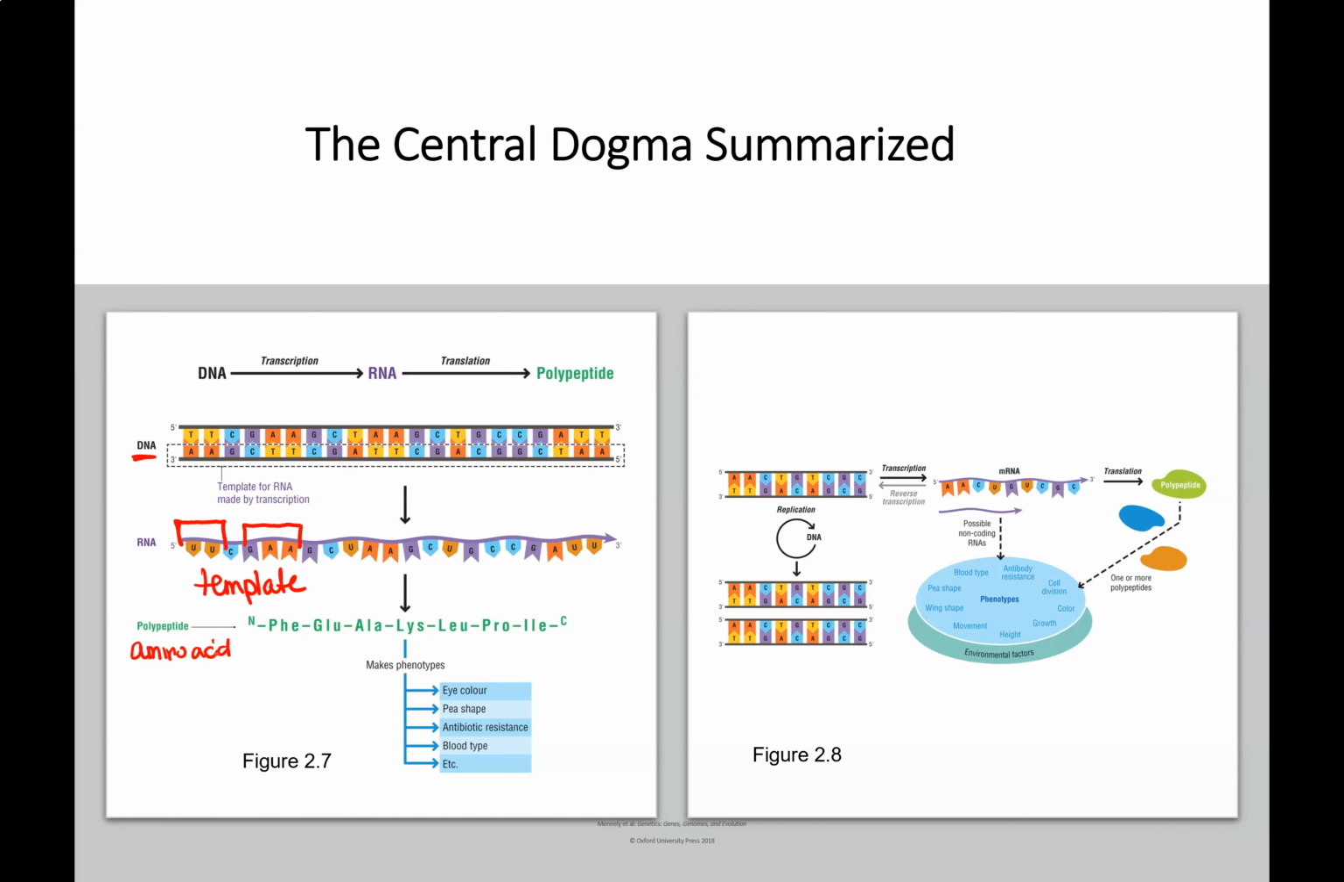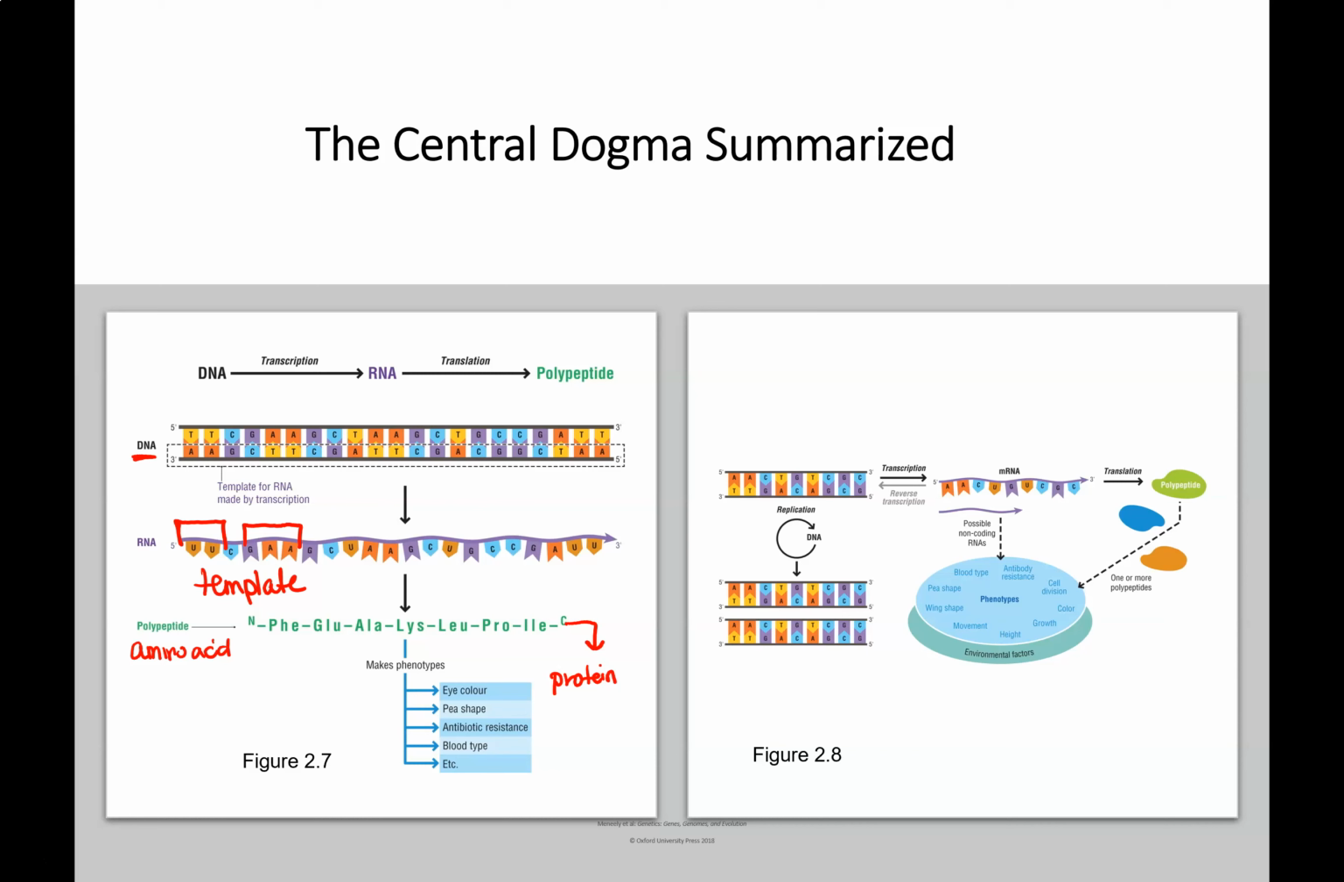So we're going to make a polypeptide, and that polypeptide is going to eventually be processed and turned into a protein. That protein is what is going to produce our phenotype. So something like eye color, shapes of the pea pod in a pea plant, antibiotic resistance, blood type, things like that.